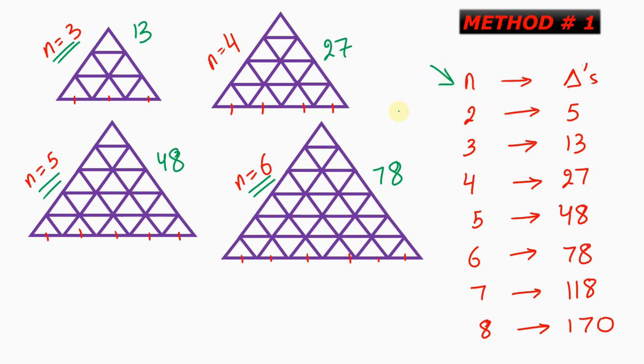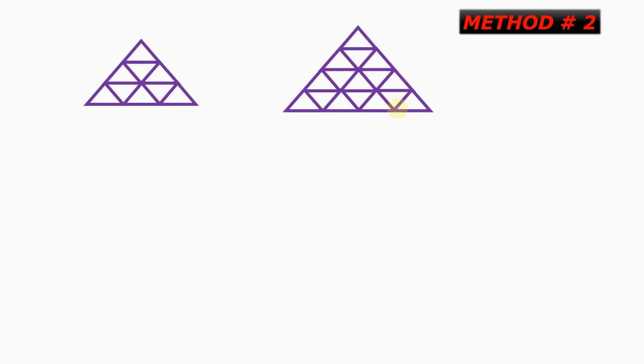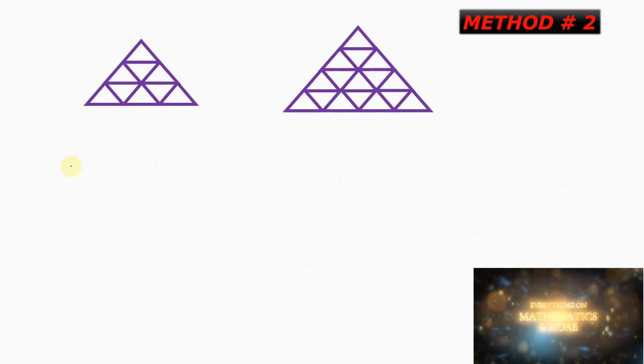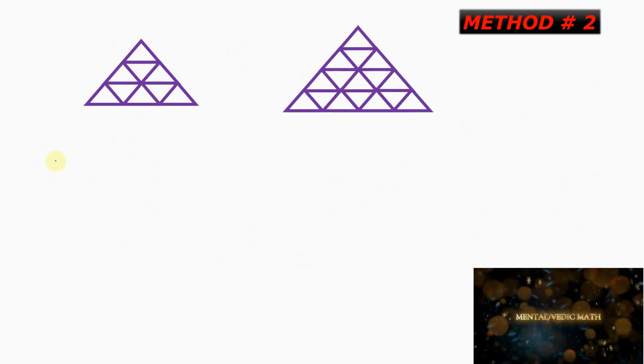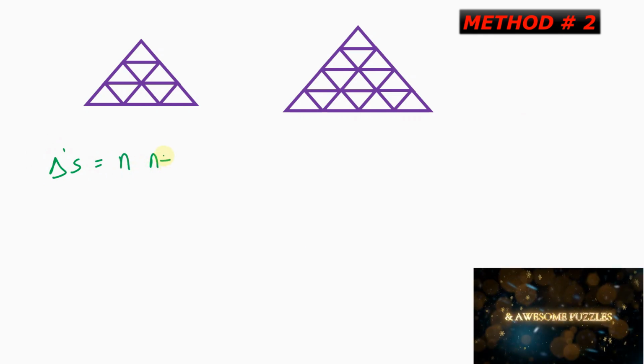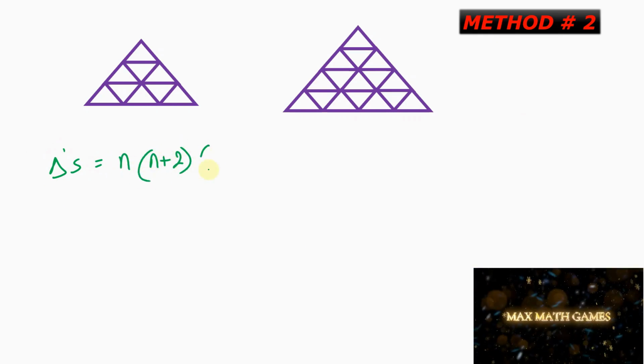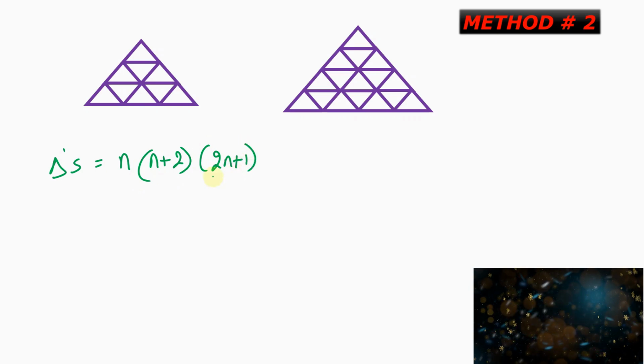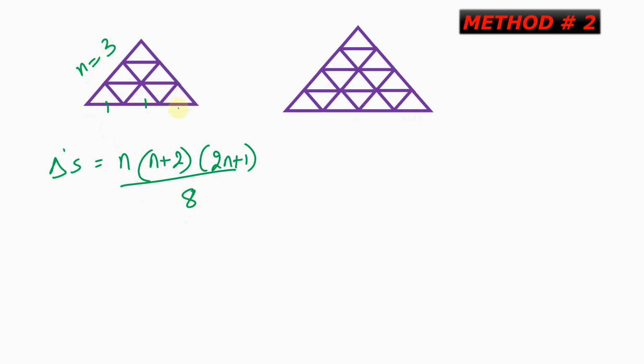If you don't want to do this, then let us check out method number 2. Over here we are going to use a basic formula, and that formula is: number of triangles equals n into n plus 2 into 2n plus 1 divided by 8. Here n equals 3 as we have told you earlier, and over here n equals 4. Let us solve using this formula.